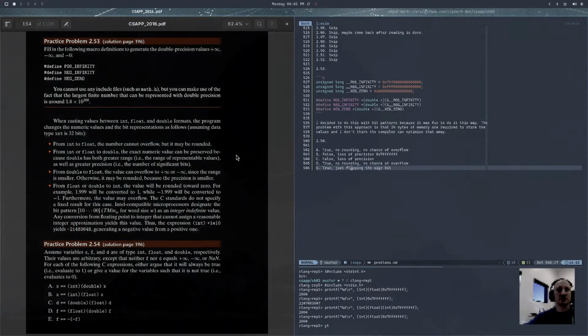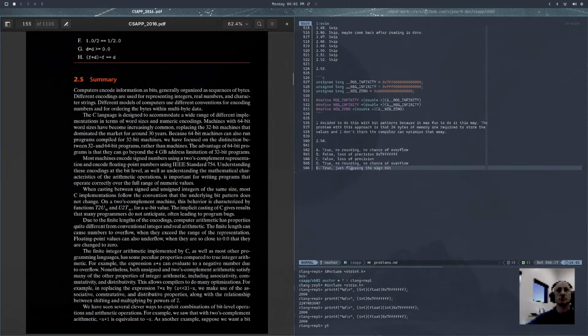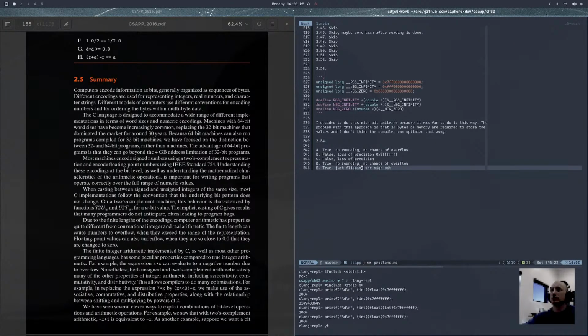Let's continue on. We're at the summary. Oh, we got more values. We got F, G, and H. I didn't even look at those. Let's do those. F, G, and H. So 1 divided by 2 is equal to 1 divided by 2. I'm going to say yes, because they both force floating point division, and the operands are converted to floats, or doubles.